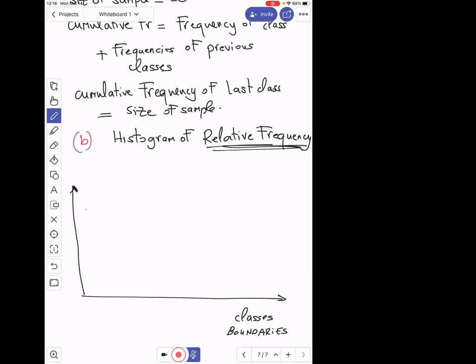In this case, just be careful. Here it says draw relative frequency histogram, right? So it has to display relative frequency. That's why in the vertical axis, we're gonna plot the relative frequency. So again, it depends on the question, guys. Sometimes it's just the frequency. Sometimes it can also be a relative frequency. So in this particular problem, it says a relative frequency.